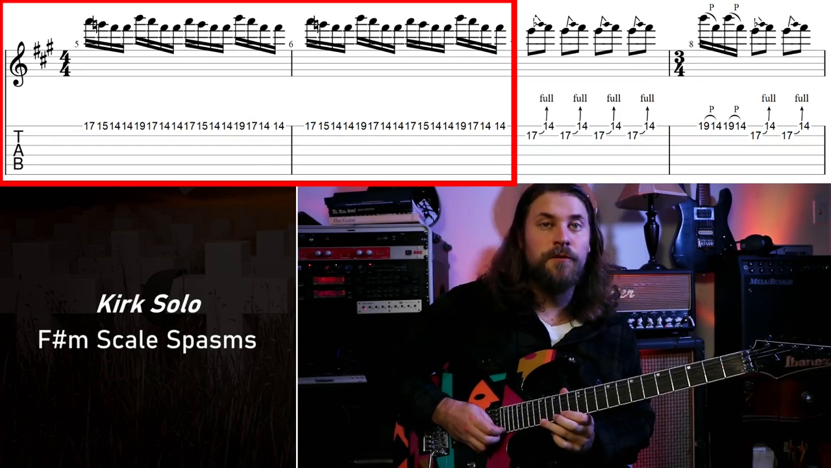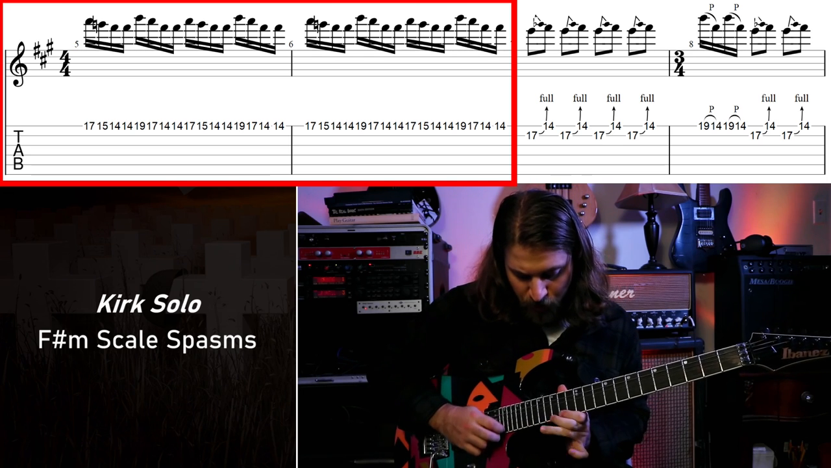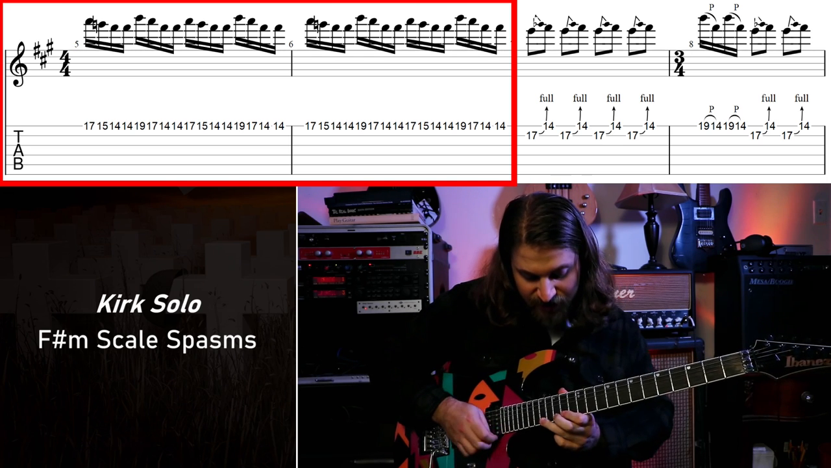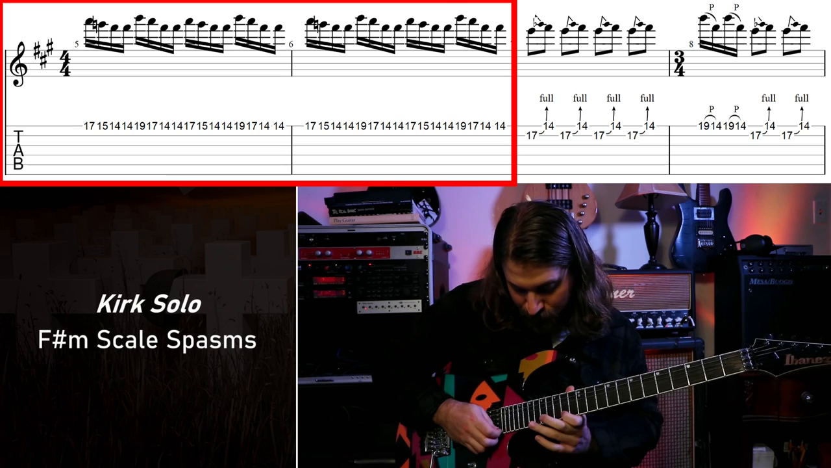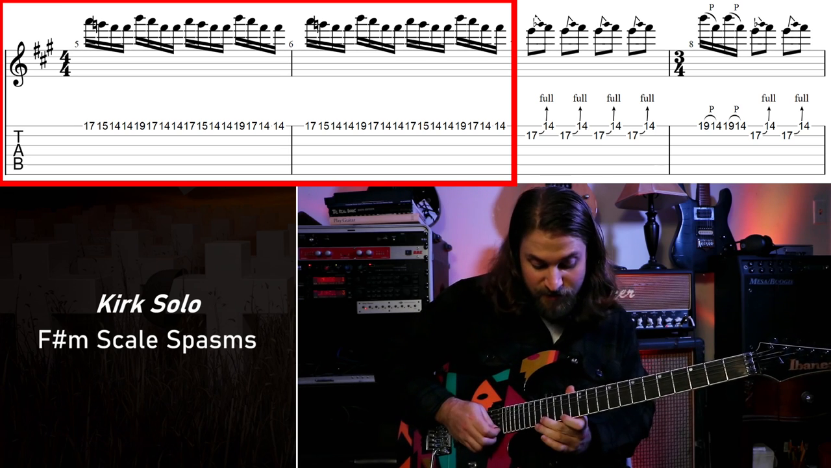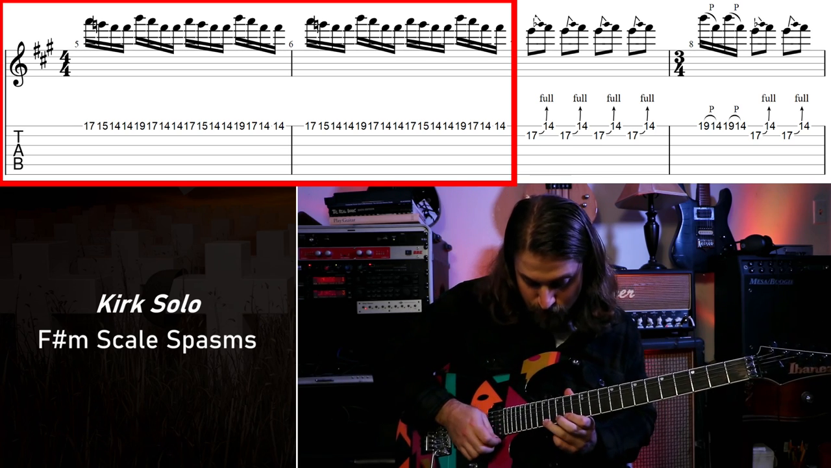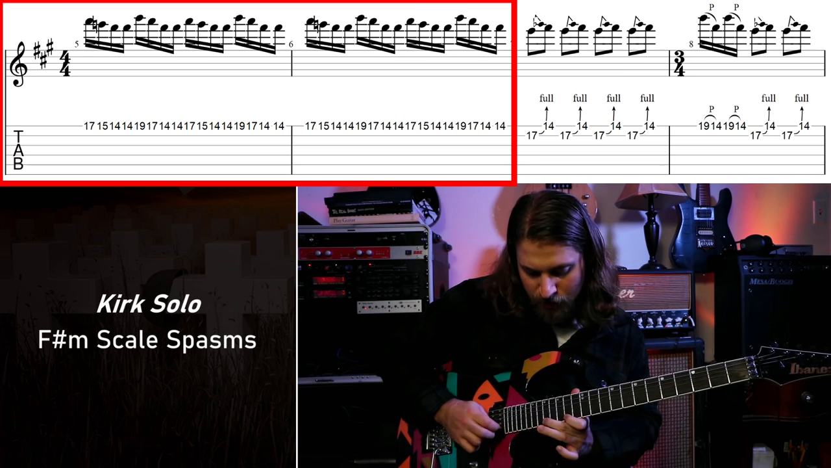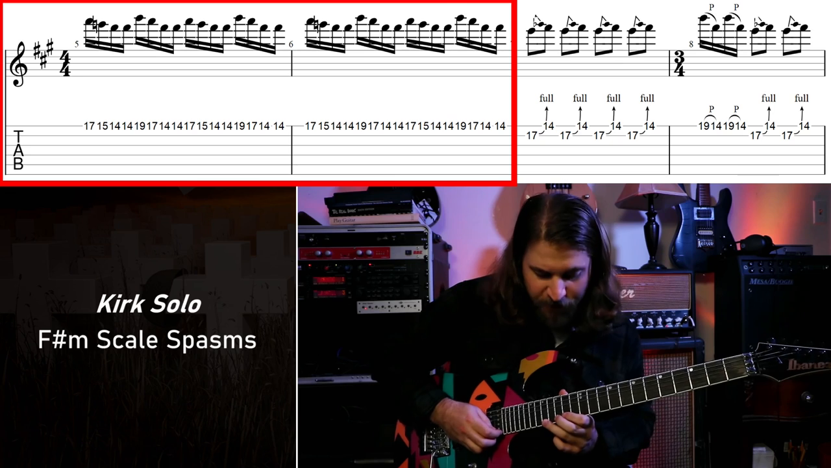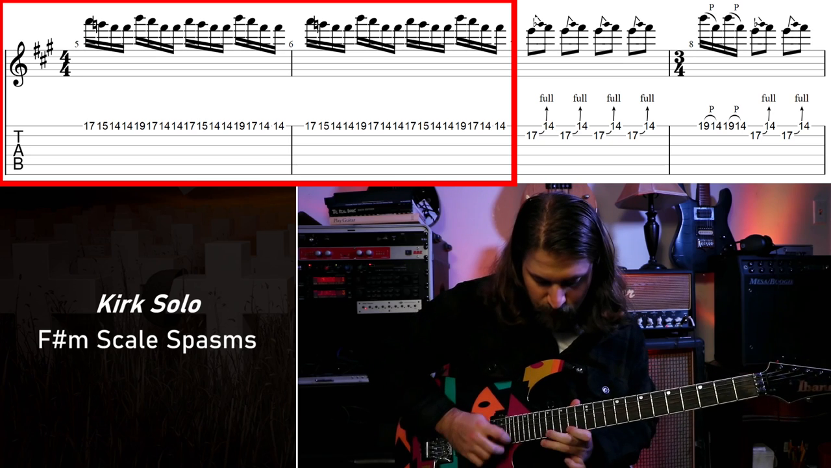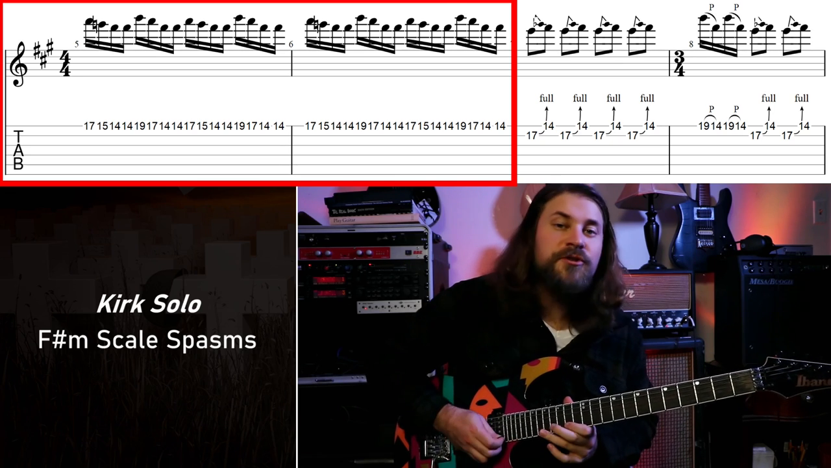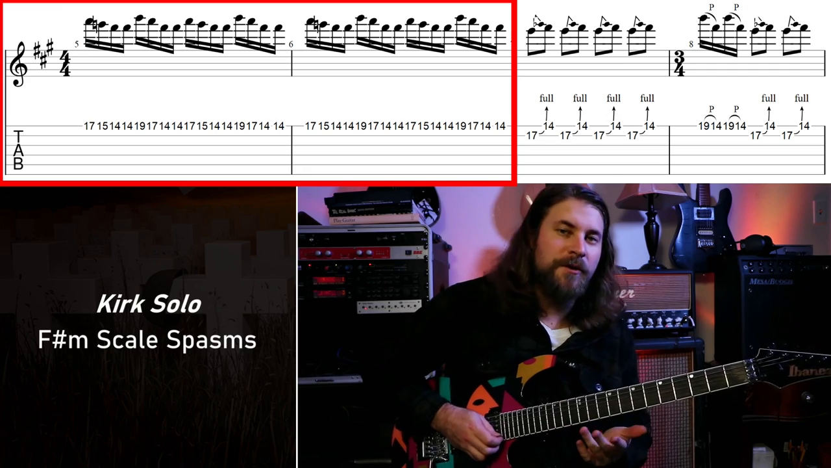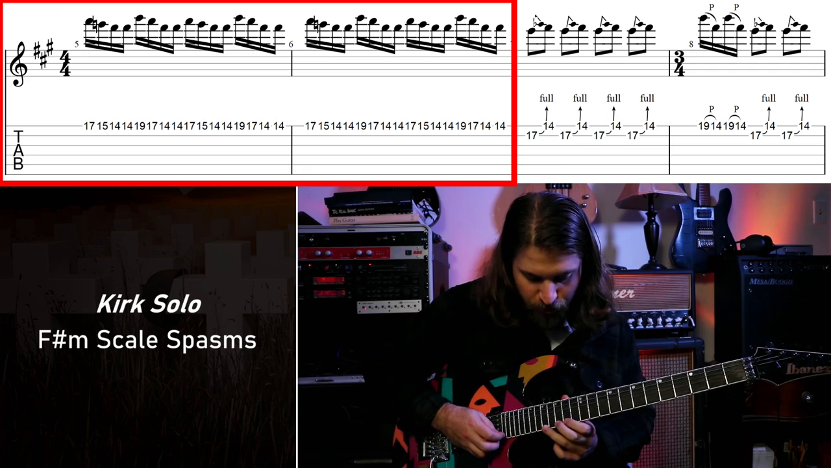And we do that a total of 4 times. 1, 2, 3, 4. And that's 17, 15, 14, 19, 17, 14. Okay? But just with that really fast tremolo picking in there. And just coming downward as well. We're not going down and then back up. Just a descending motion all the way through.